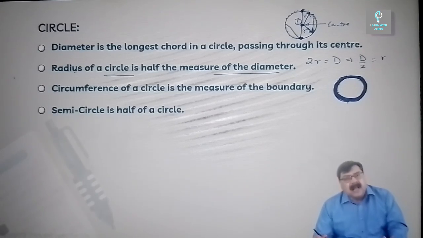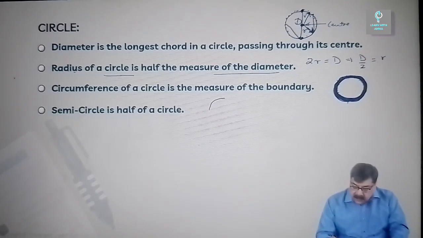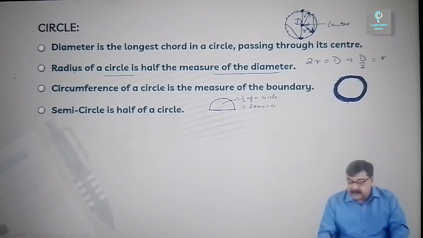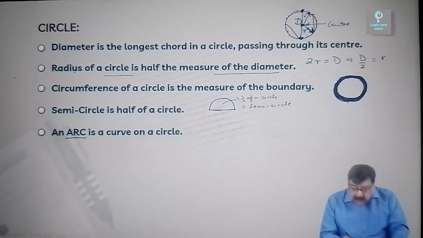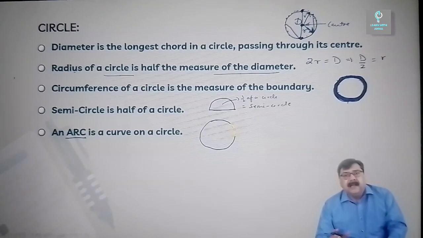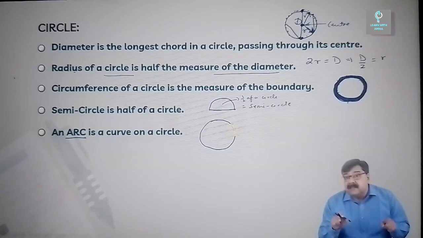Now semicircle is half of a circle. Well, and this is how it looks like. Let us say if this is a full circle, this being its diameter, I take this out. This is the half of a circle, which is called a semicircle. Semi anyhow means half. An arc is a curve on a circle. So let us say if this is a circle here, this would be an arc on the circle. Or let us say an arc is a partial curve on the boundary or circumference of the circle.